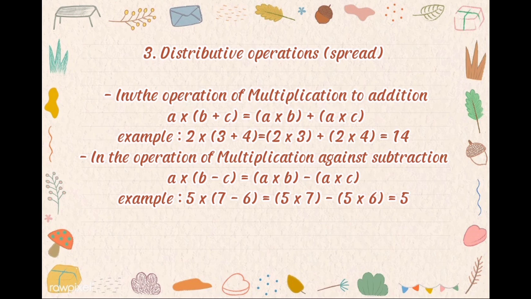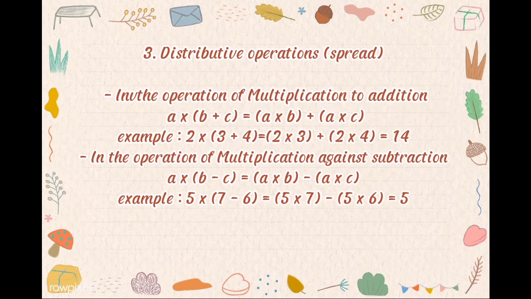Third, the distributive property. This property applies to the operation of multiplication over addition, namely a times in brackets b plus c equals in brackets a times b plus in brackets a times c. Example, 2 times in brackets 3 plus 4 is the same as in brackets 2 times 3 plus in brackets 2 times 4 equals 14.